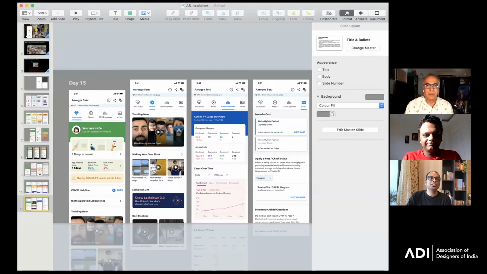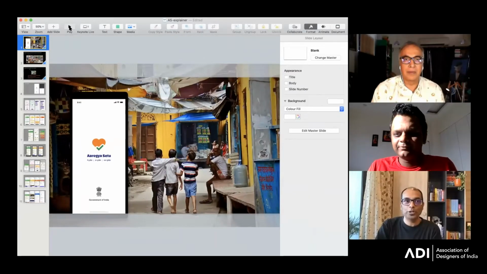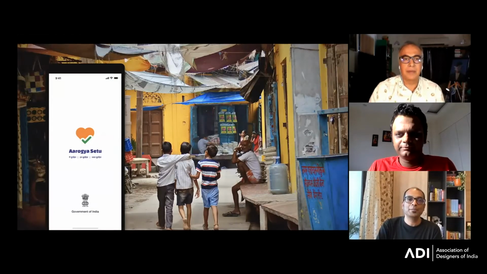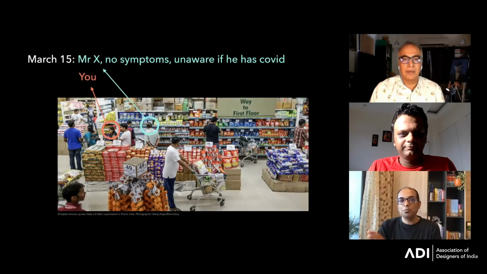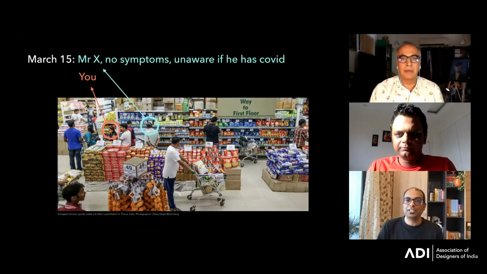Oh, yeah. Let me try and share my screen and tell you a little story that might make it easier, because I have heard a lot of different interpretations of what people think of Aarogya Setu and how it works. So here goes. That's Aarogya Setu. Let's assume on March 15th, you were out shopping and you passed a Mr. X. Obviously, you don't remember him, he doesn't remember you, and he has no symptoms. He was asymptomatic. Even if anyone did a temperature check, nothing would have shown up. He is unaware that he has COVID.